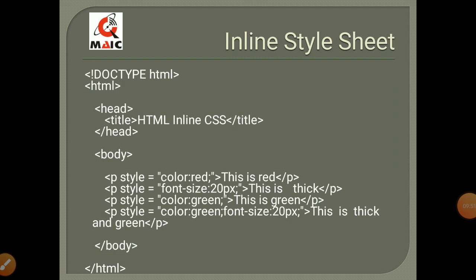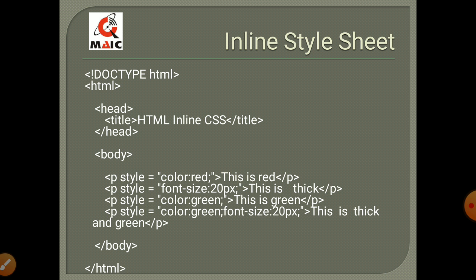Moving ahead, we see here the second paragraph in which we are now changing the property, that is we are changing it to font size and we are giving it as 20 pixels. So this is thick, means it will be in thick font. In the third paragraph, we are again changing it to color green, and in the fourth, we are using both of them, green color and thick. So this is the simplest inline style sheet in which we can see the difference in the font styles, like changing in the color and the size and the thickness of it.